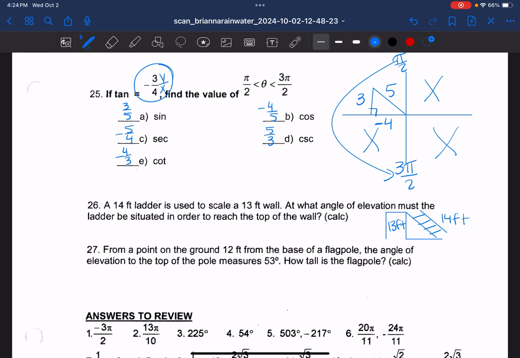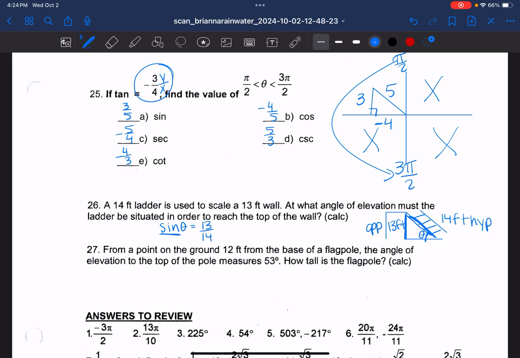Remember, angle of elevation means I'm looking upward at something. So that would have to be this angle down here. So here's my angle theta. I know this side over here, which would be opposite from theta, and I know this side over here, which would be my hypotenuse. My ratio that has opposite and hypotenuse is sine. So I'm going to have sine of theta equals opposite, which is 13, over hypotenuse, which is 14.